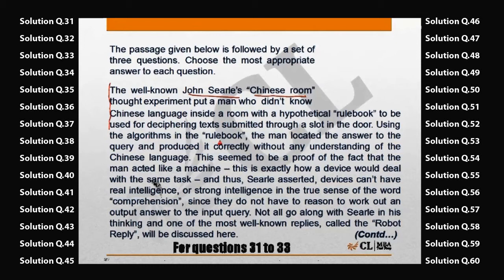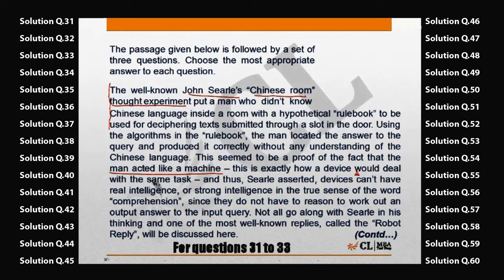Using the algorithms in the rule book, the man located the answer to the query and produced it correctly without any understanding of the Chinese language. This seems to be a proof of the fact that the man acted like a machine. So that's a keyword. So the man acted like a machine in the Chinese room thought experiment.